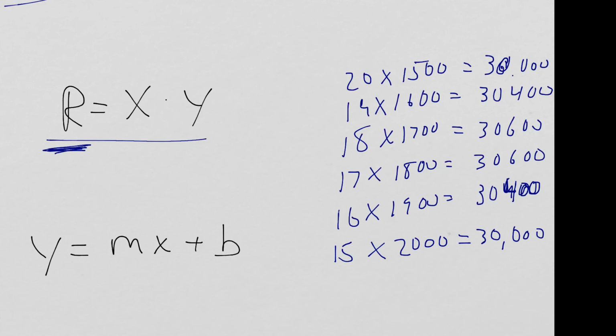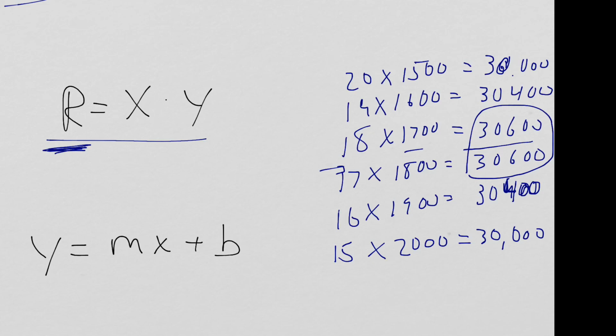19 times 1,600 is 30,400. And then I go on here. So 18 times 1,700 will be the same as 17 times 1,800. So it looks like we found two high revenues here at 18 and 17. But what if we charged somewhere in between here? That's what we're trying to figure out. Maybe there's a value in between here where we can get a higher revenue.